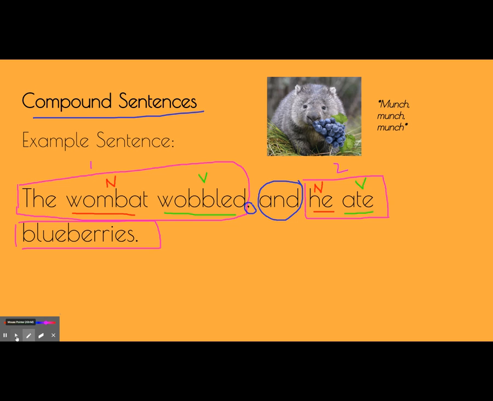Now, one quick note, because I always get asked this. Some students will ask me, well, Mr. Wolf, why can't you just do this? Why can't you get rid of the fanboys word and just put a comma there? The wombat wobbled, comma, he ate blueberries. Well, you can't do that because that's actually defined as something called a comma splice. And what that means is you are trying to splice together two sentences just using a comma. And you don't want to do that because instead you would just use a period, right? A period works as it's the thing that separates ideas. Commas show that the ideas are related to each other.